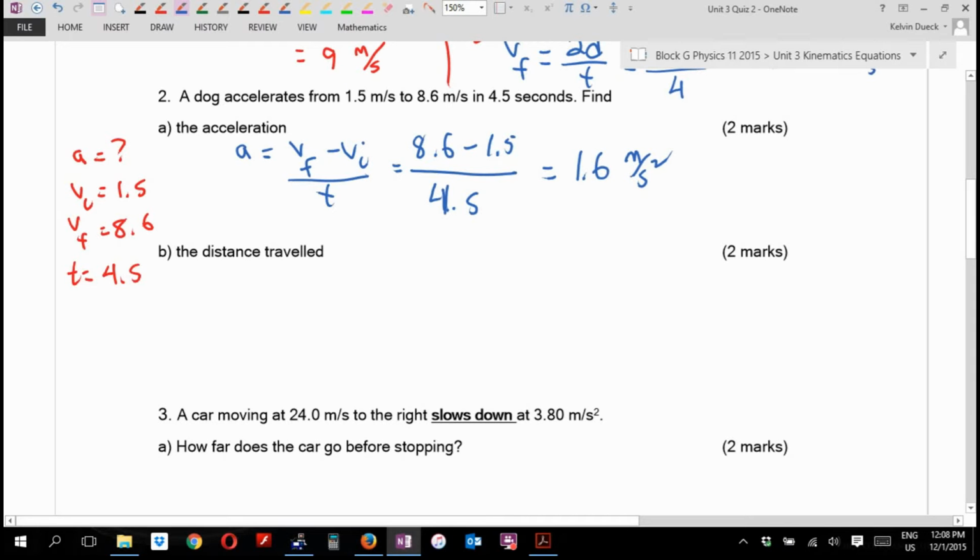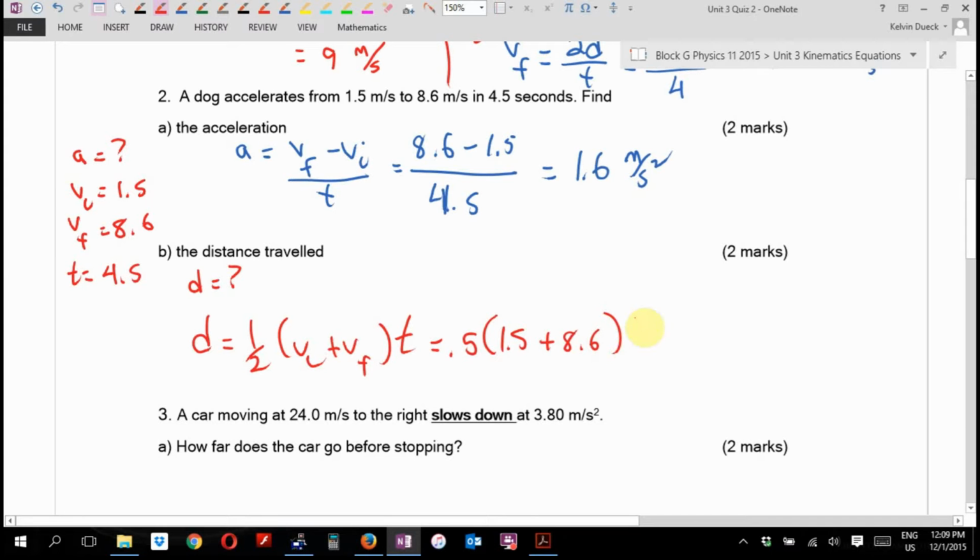Part B wants me to find D. Well, here I could use D equals VIT plus a half AT squared. Although, Michaela, that would mean using my answer from part A. Or I'm gonna use 1/2 VI plus VF times T, because in both of them, Jaden, the D is by itself anyways, so there's no big time savings here. It's going to be 0.5, 1.5 plus 8.6 times 4.5.